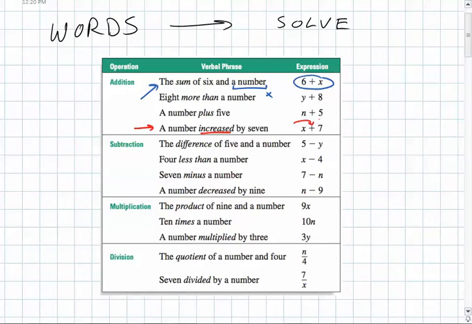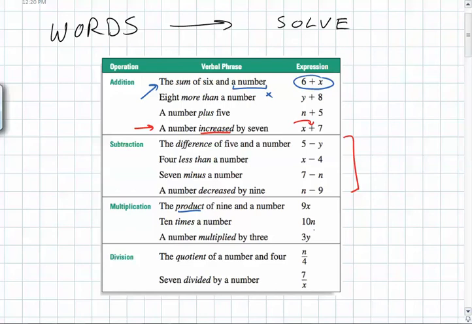Similarly, you can have lots of things with subtraction. And when you get to multiplication, the new word you're looking for is product. The product of 9 and a number, again, a number in this case is going to be x. 10 times a number, you could have n instead of x. You can have any label you want. A number multiplied by 3. Multiplied is going to be the same thing as product.